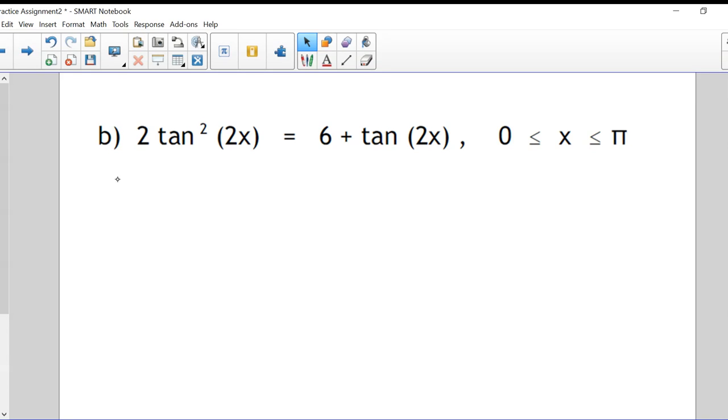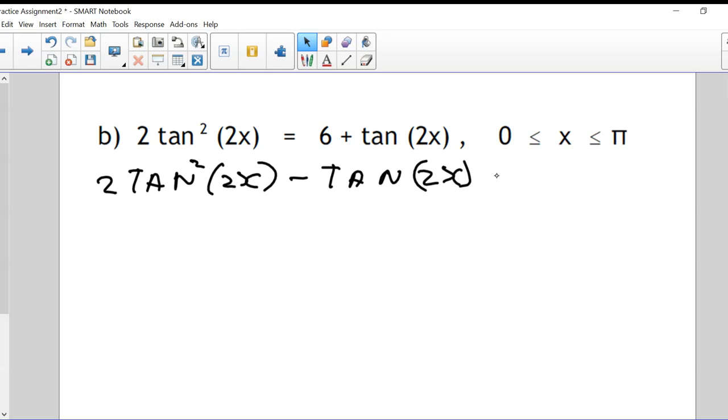So I'm going to say that this is 2 tan squared 2x minus the tan of 2x minus 6 equals 0. Okay? And I'm assuming everybody is on board with what I just did. All I'm trying to do is to make this equation equal to 0, because at some point, if I can factor it, then I can start talking about the zero product law, right?